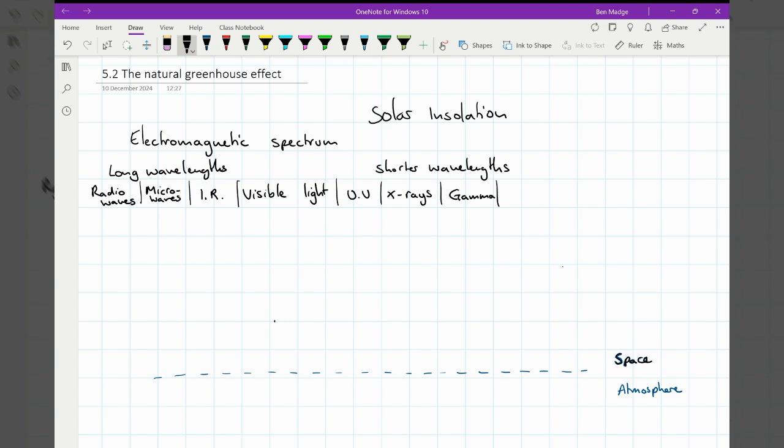Now, most of the light reaching the Earth's surface is things like the shorter infrared wavelengths. We have visible light, and then we have UV radiation. We do have microwaves and radio waves reaching the Earth's atmosphere, but a lot of that is interfered with by the electromagnetic field generated by the Earth's core, the magnetosphere. And X-rays and gamma rays are relatively damaging, and we don't get too many of them reaching us.